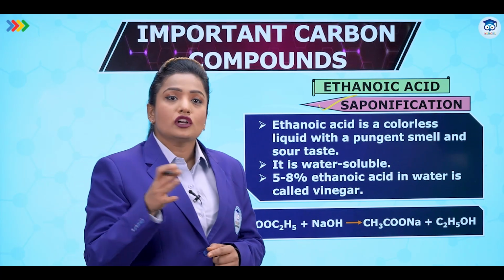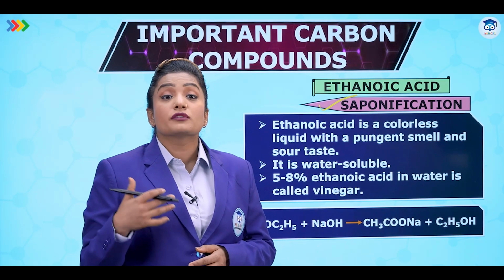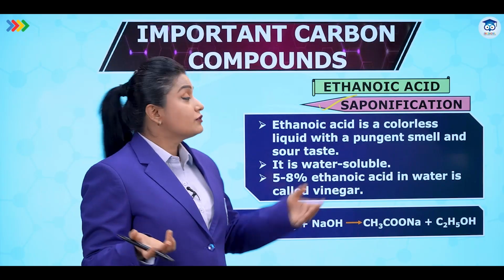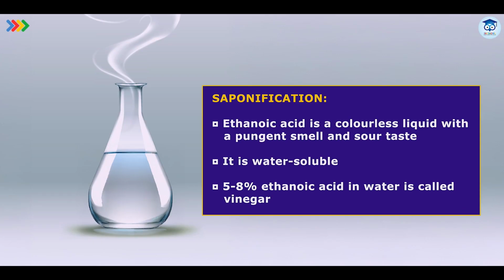So what was the reaction condition for esterification? Yes, we used conc H2SO4. And what is the opposite of H2SO4? It is an acid, so the opposite of acid is a base. That means for the saponification reaction we have to use a base. So let's try to understand. Ethanoic acid is a colorless liquid with a pungent smell and a sour taste. We have already seen that it is water soluble and 5 to 8% of ethanoic acid in water is vinegar.